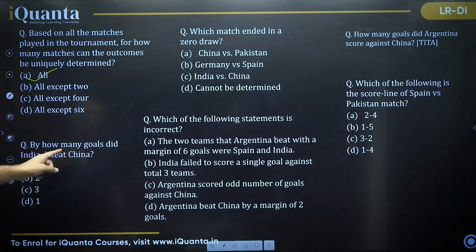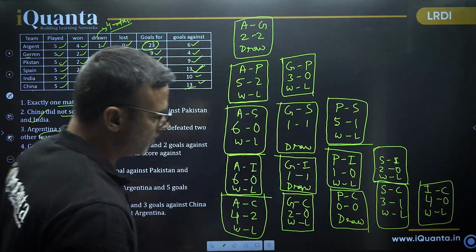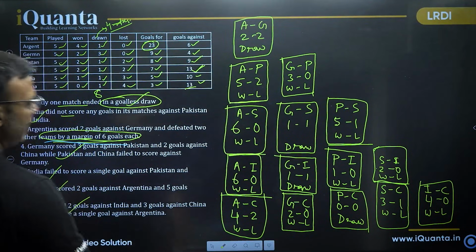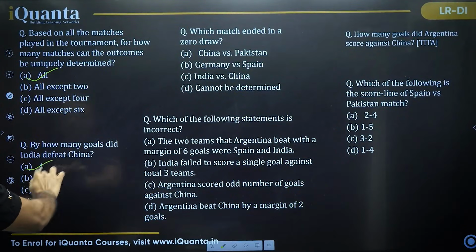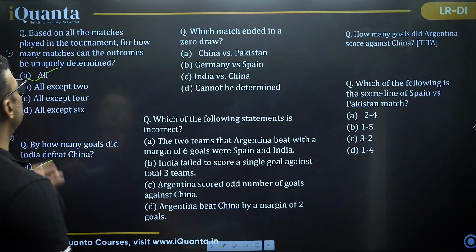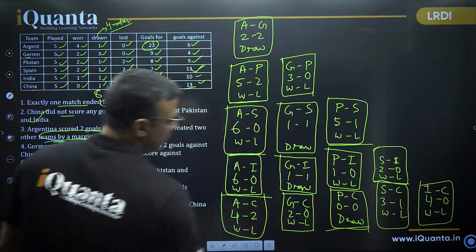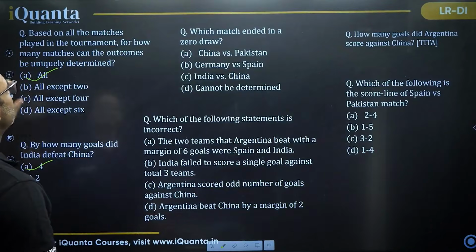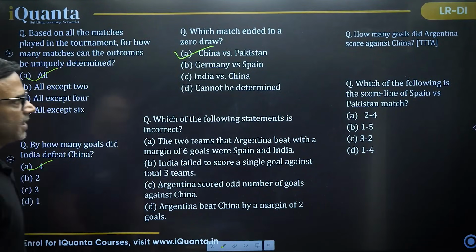By how many goals did India defeat China? India defeated China 4-0. So defeated by 4 goals. Option A is the correct answer. Which match ended in a 0 draw? The 0 draw was Pakistan-China. Right? Option A is the correct answer.